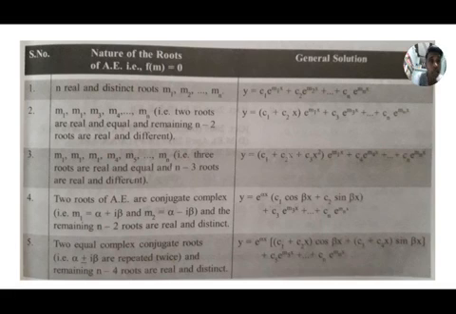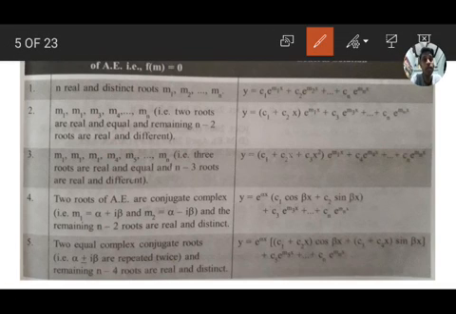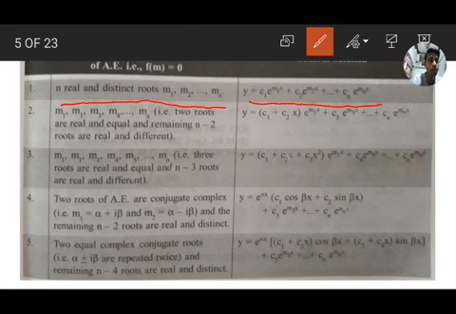Here are the different cases. Suppose the auxiliary equation has n real and distinct roots, m1, m2, m3, ..., mn, all real and different. Then the general solution is y equals c1 e to the power of m1x plus c2 e to the power of m2x plus c3 e to the power of m3x plus ... cn e to the power of mnx. In the previous class we studied up to 2 only; here it extends up to n. All n roots are real and different, then the solution is y equals c1 e to the power of m1x plus c2 e to the power of m2x plus ... cn e to the power of mnx.